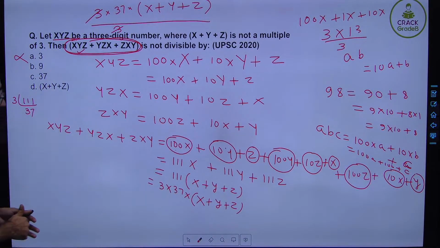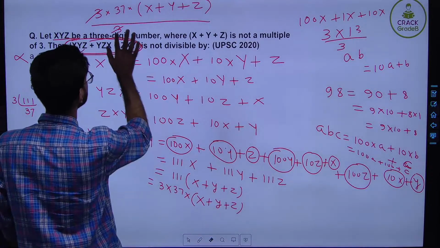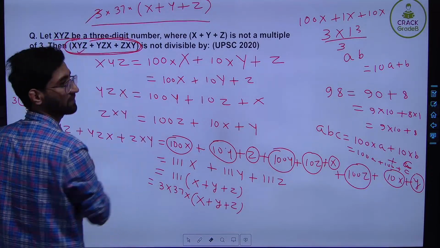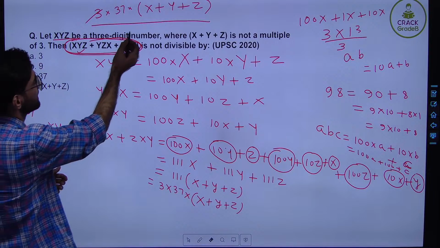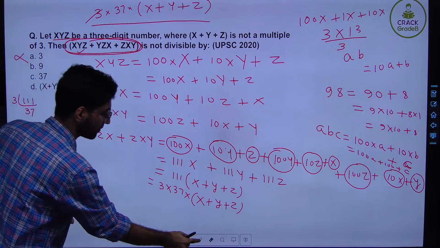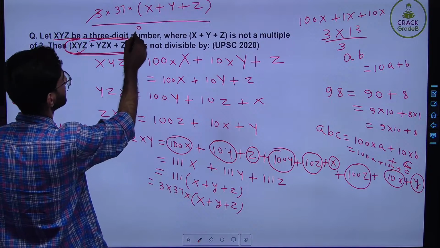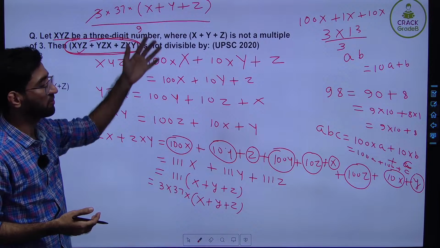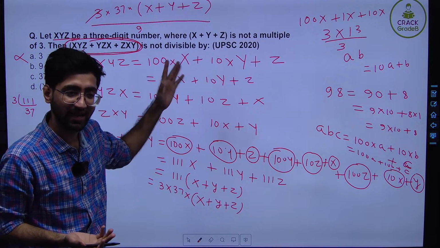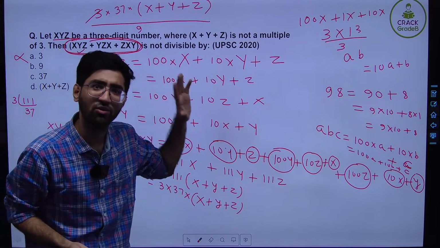So we can't mark that option. Are you able to get this point? Okay, let us see. Now if I ask you, is this number divisible by 9? A few of you will be confused, thinking how can I say that, since we don't know anything about x plus y plus z. Okay, you are not able to think.